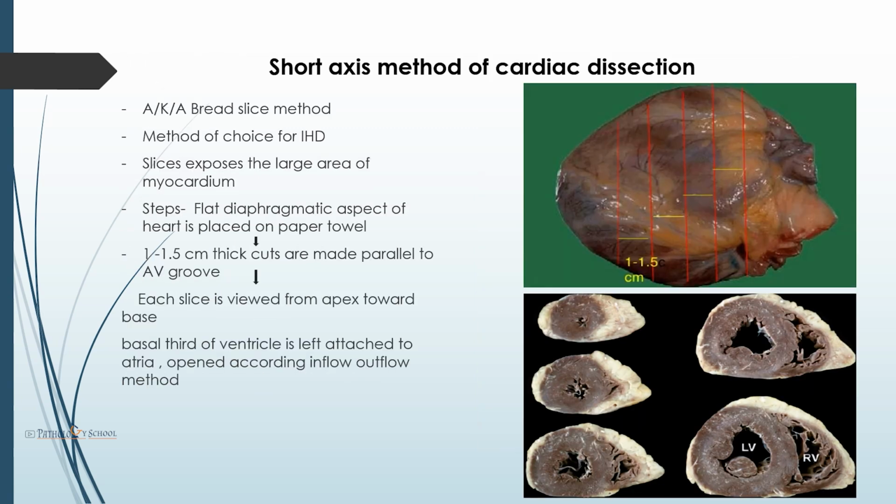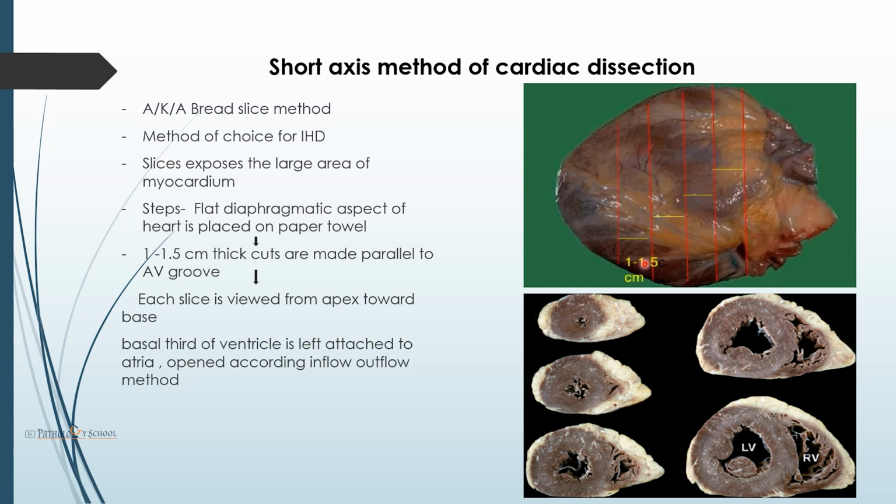There are other methods of dissection of the heart. One is also known as the short axis method of cardiac dissection, or bread slice method. It is the method of choice of dissection in ischemic heart diseases. By the short axis or bread slice method, the slices expose a large area of myocardium.